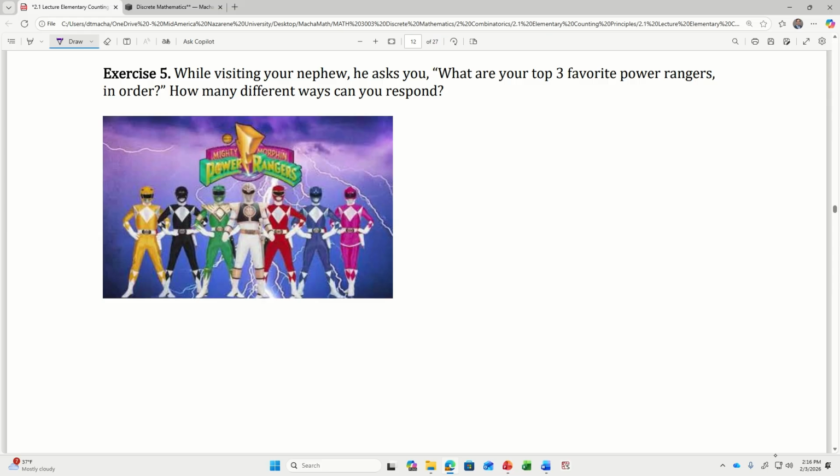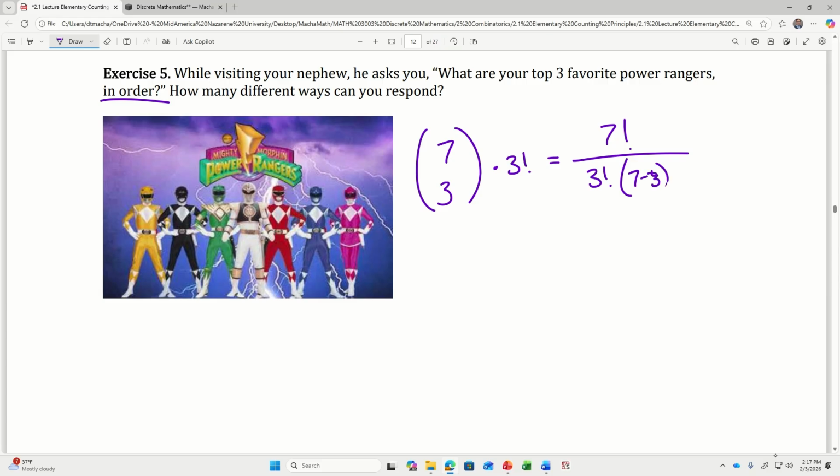So the first act is a combination. It's 7 choose 3. But then I also have to place them in order. And there's multiple ways I can put 3 of them in order, right? There's actually 3 factorial ways I can place these in order. And so it would be 7 factorial divided by 3 factorial divided by 7 minus 3 factorial times 3 factorial. What's my answer here?